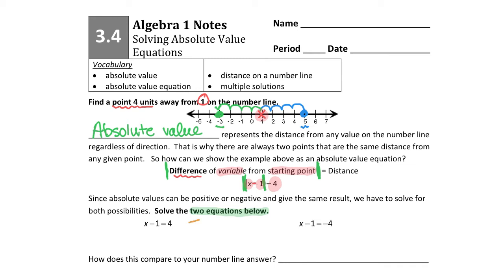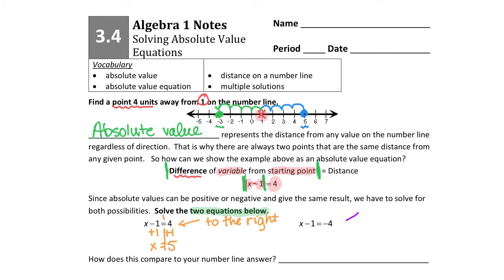This first equation shows the 4 as being positive, so this is when we moved to the right. To the right 4 units. So when I solve this, draw my line down the equal sign, add 1 to both sides, and I get x equals 5.